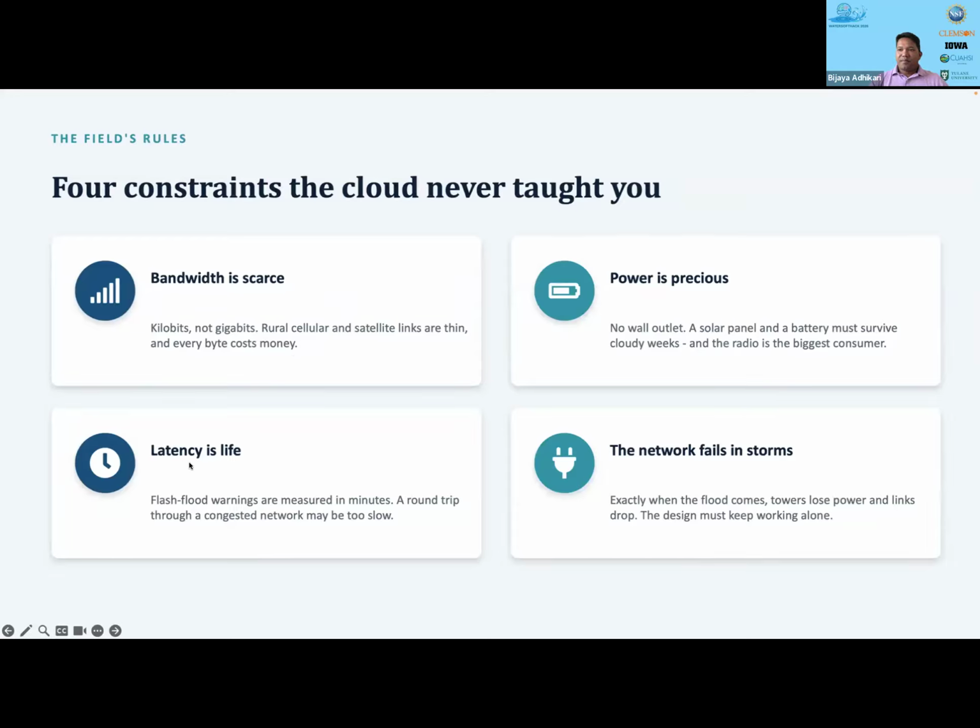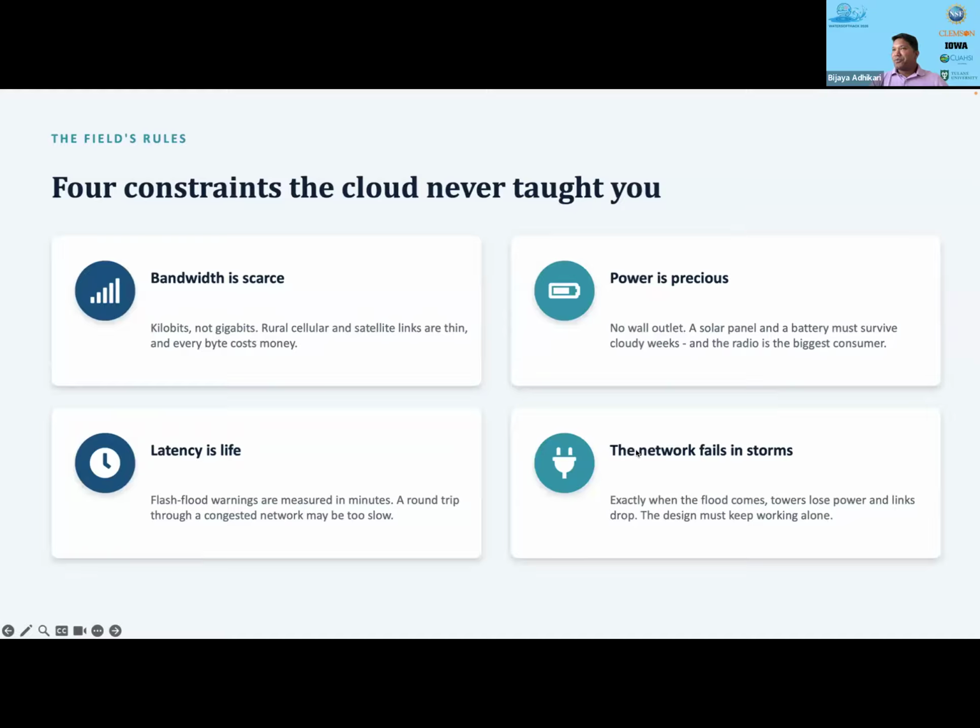And there is also the cost of latency, right? As we said earlier, flash floods are measured in minutes, right? So it goes very, very quickly, right? So we cannot wait for round trip computation, right? Say we collect the data in the sensor, radio transmit to the nearby devices. That device sends the data signal to the cloud where the computation is done and then back, right? So that is not possible. Round trip transmission of data through this congested network may be too slow for a lot of applications that we care about.